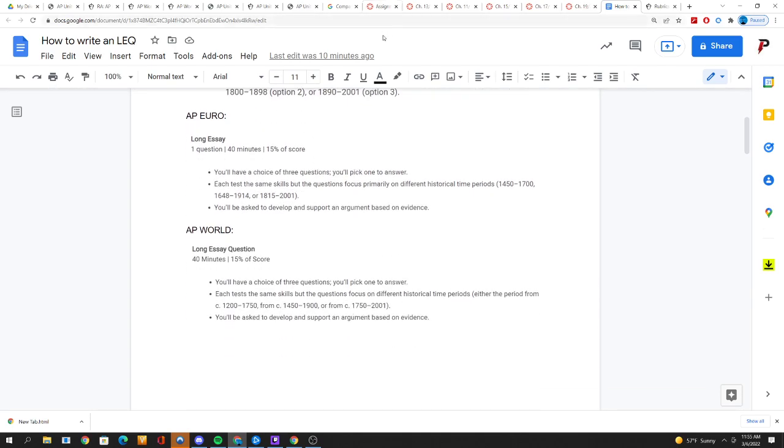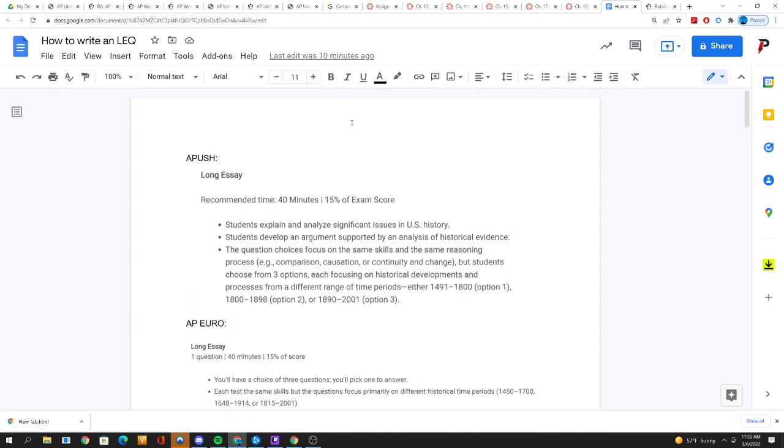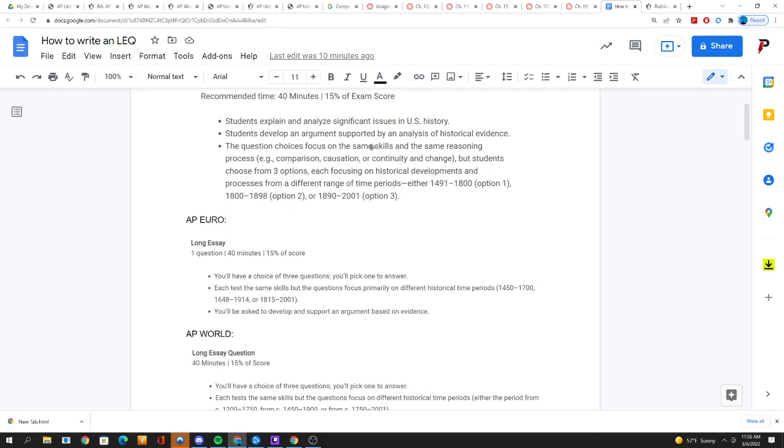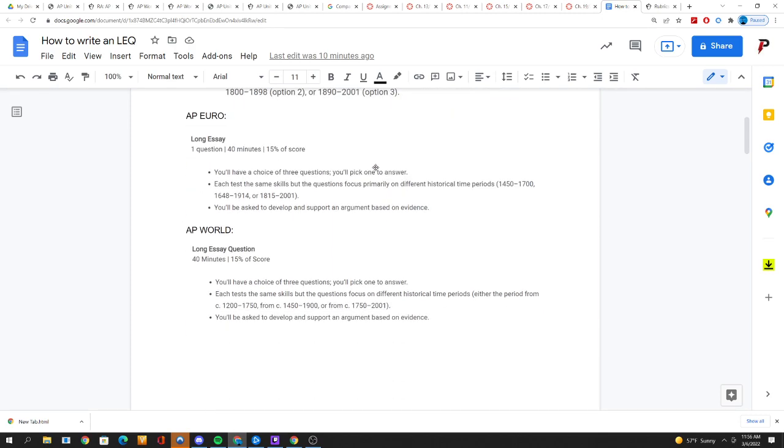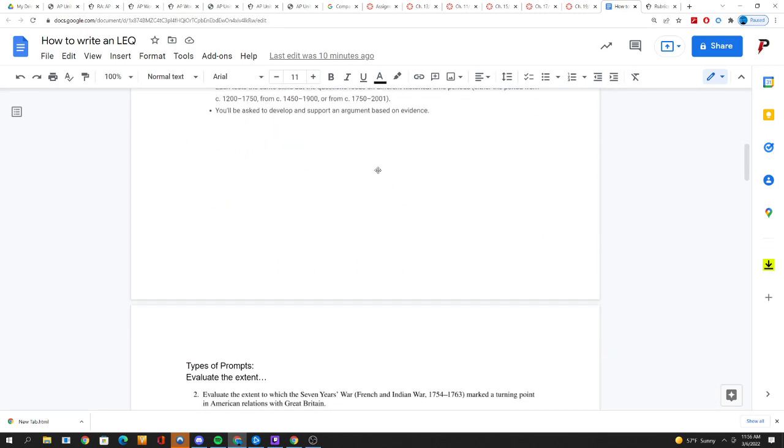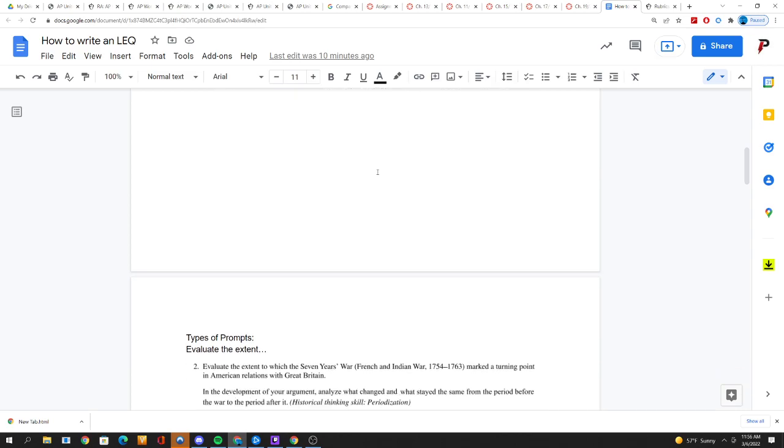This is the same thing for Euro and for AP World. It's just the time periods are different, but this is actually something that's very convenient for you as a writer on these AP tests. You actually have options. So, with that being said, let's actually get into what they look forward to on a long essay question and what type of prompts you're going to see.